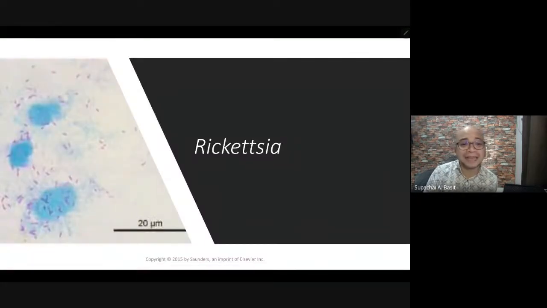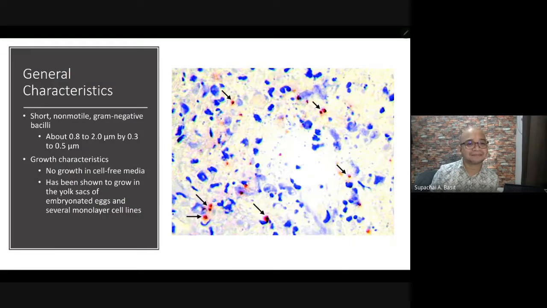Okay, so let's discuss the first genus that we have for today. It's the Rickettsia. Rickettsia are short, non-motile, gram-negative bacilli about 0.8 to 2 microns by 0.3 to 5 microns. So that's the dimension. The 0.8 to 2.0 microns refers to the range of the length, and then 0.2 to 0.5 microns is the width.